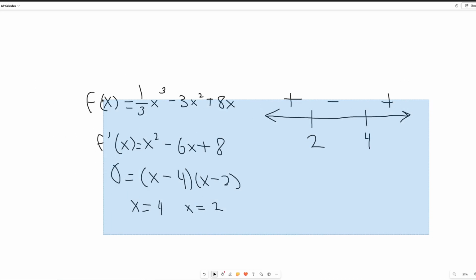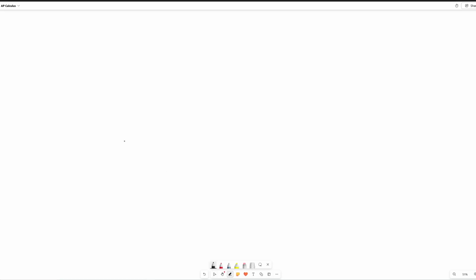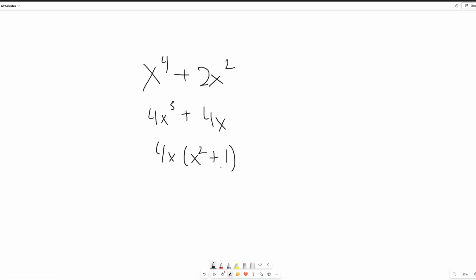One more I'm going to show is the function x to the 4th plus 2x squared. So, take the derivative, 4x cubed plus 4x. Factor out 4x, leaving x squared plus 1. Okay, so here, our only 0 is x equals 0.